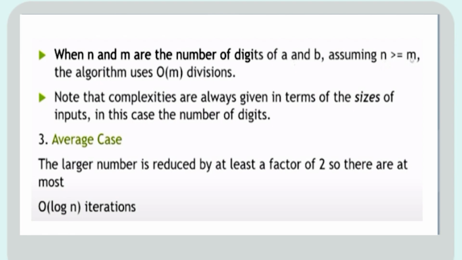What will be the complexity in the average case? In the worst case, order of m, or you can say order of n also, that is linear time complexity. In the average case, the larger number is reduced by at least a factor of 2, because every time you have to calculate the modulo operations. If we assume that each time it is reduced by 2, then how many iterations will happen? That is log n: n equals 2 to the power k, so k equals log n iterations.